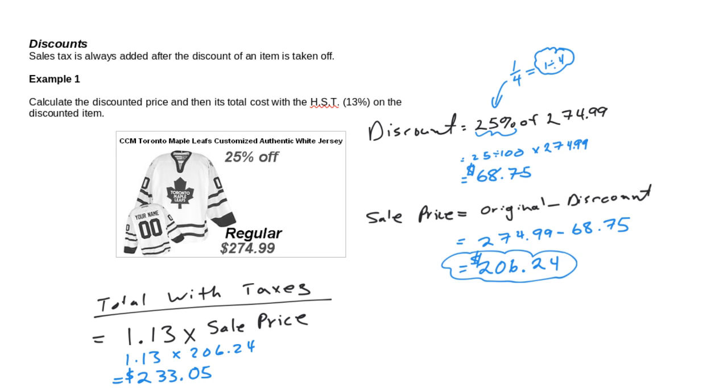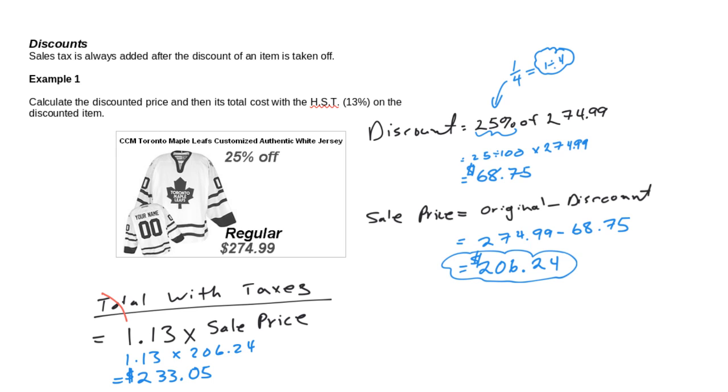$233.05. So when you're doing the discount calculations, you don't have to do the full tax calculations that we did before, where we calculated the individual tax and then added. This time, what I want you to do is just multiply by 1.13. In order to understand what that really means, that 1 means the first price.